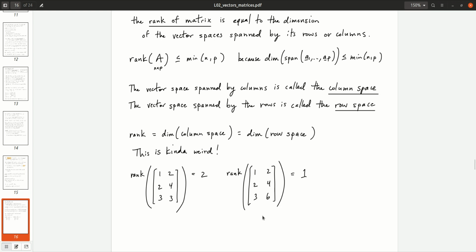And the same is going to be true of the rows. The second row is just twice the first row, so we can kick out the second row and look at the first and the third. And then the third row is 3 times the first row, so we can kick out the third row as well, and we're left with 1 row. So the dimension of the space spanned by the rows is also 1. So the rank is the same for the column space and the row space.